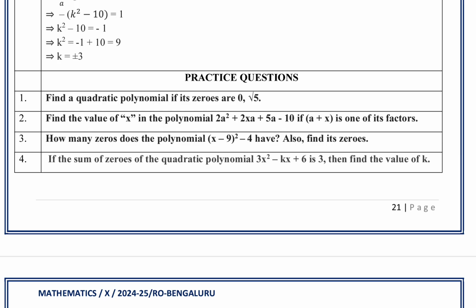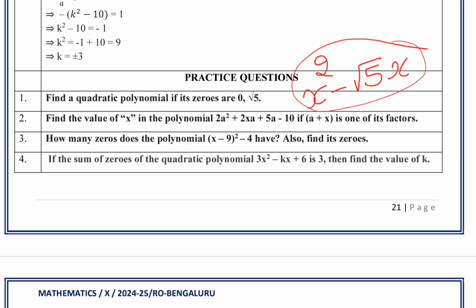See the first question. Only the answers I will write. Find the quadratic polynomial if its zeros are 0, minus 5. The answer you can write as x square minus root of 5x. This is the answer for the first question.